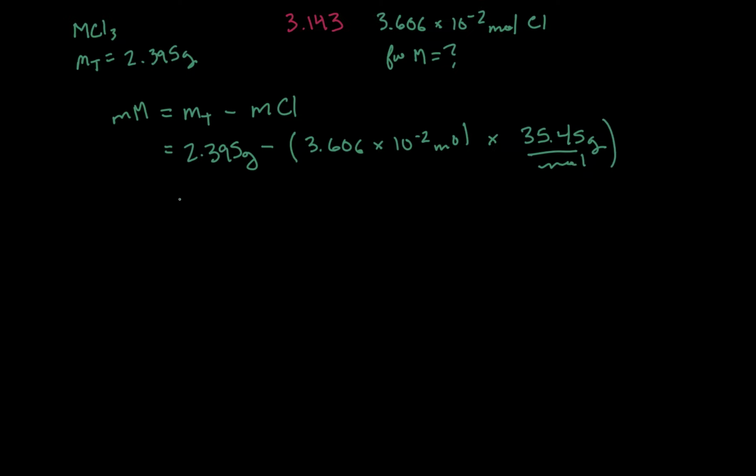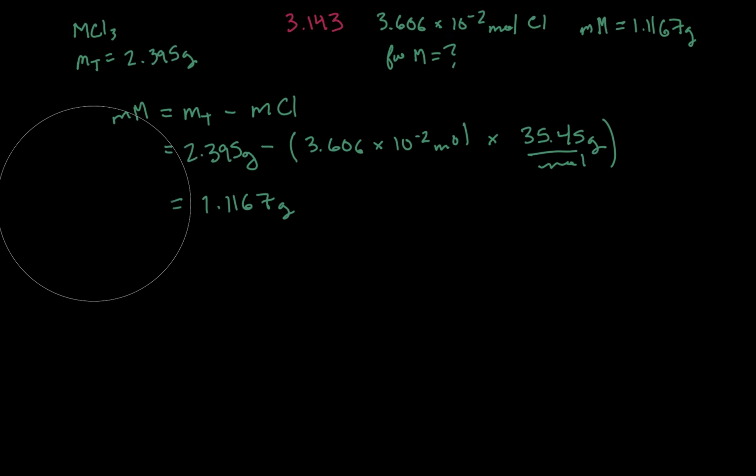There we go. Okay, so that bracket here, let's just do the whole thing in one step. 2.395 minus 3.606 times 10 to the negative 2 times 35.45 gives 1.1167 grams. There we go. That's how much the mass of the metal is. So we're going to write that up here now that we got it. Mass of M equals 1.1167 grams. Okay, we're doing great.